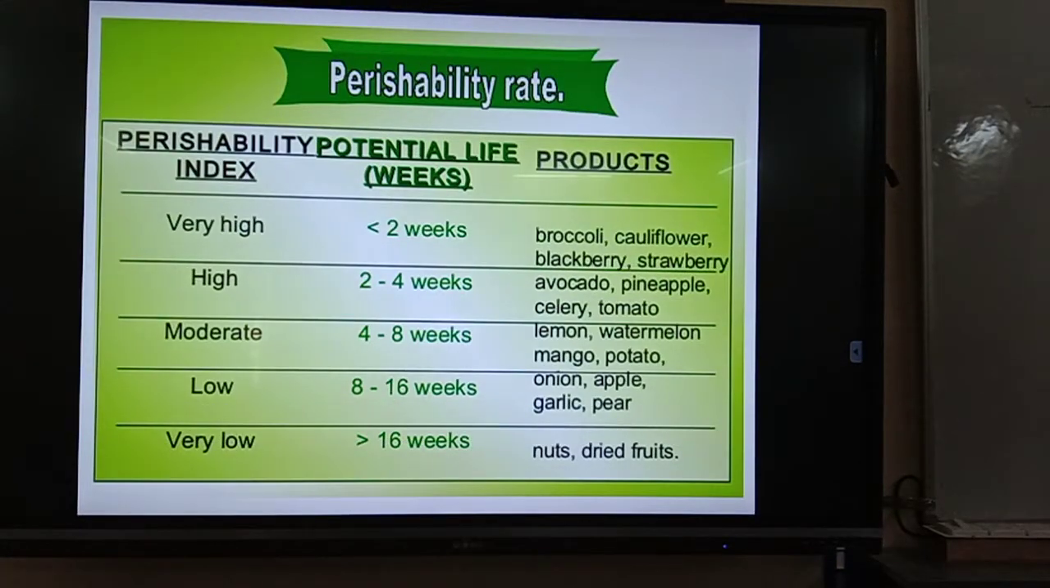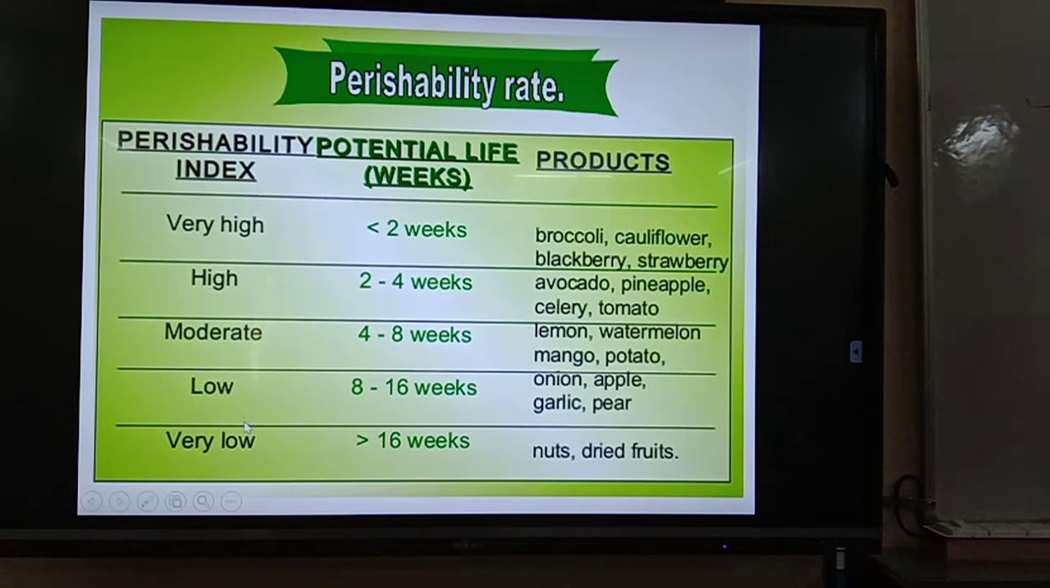Now in this table you can also see the perishability rate. If the perishability index of any crop is very high, then we can only store it for up to 2 weeks. These are the crops: broccoli, cauliflower, blackberry and strawberry. We can keep them only for 2 weeks.